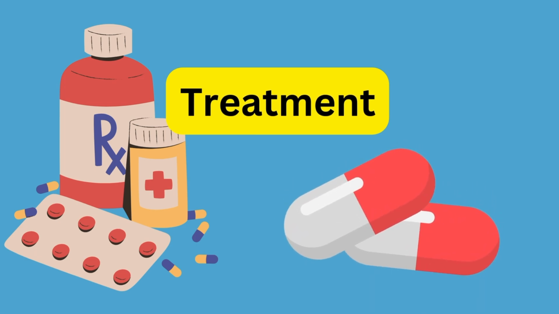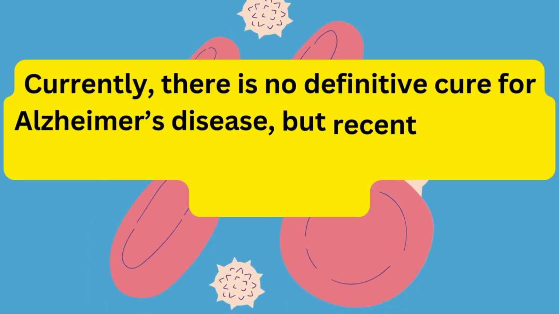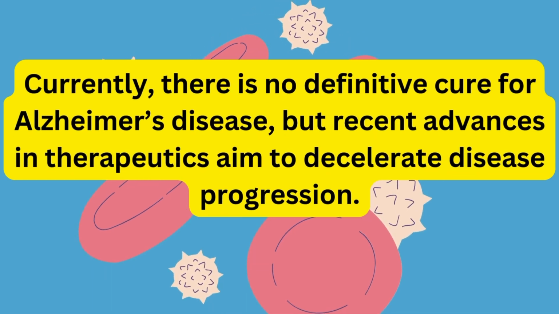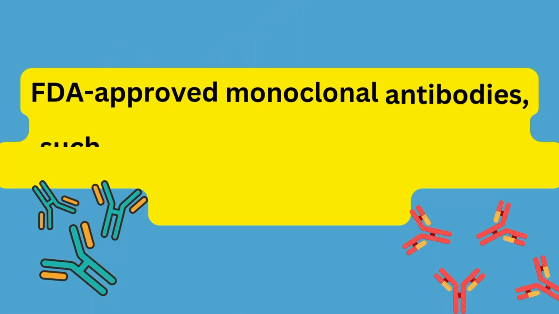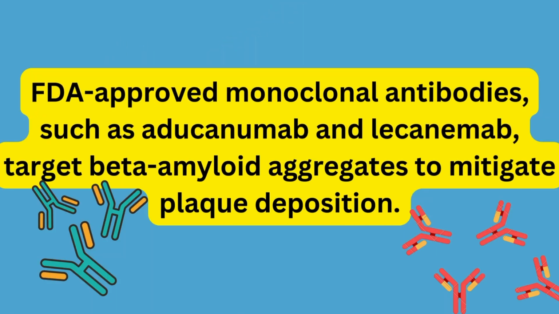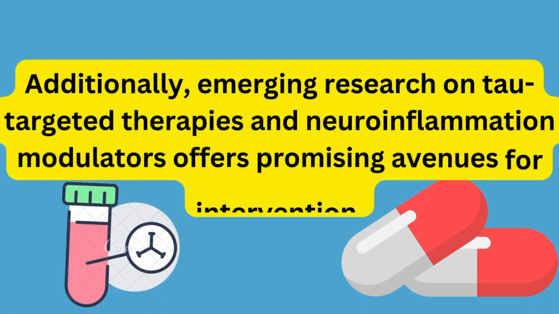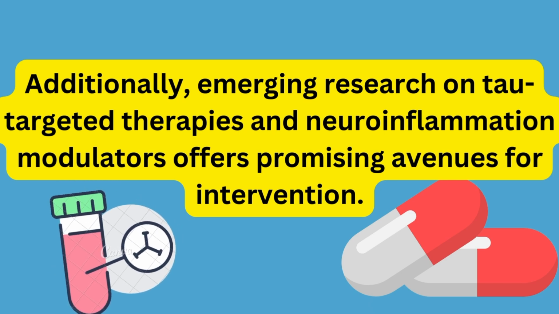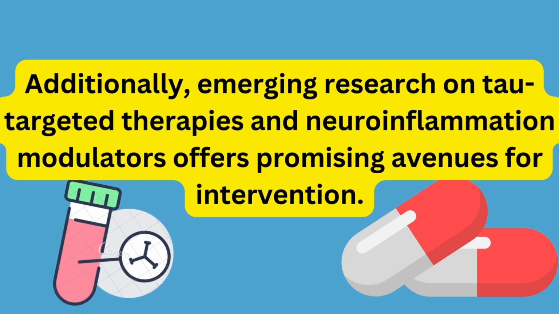Treatment for Alzheimer's. So there's no definitive treatment so far, but recent advances in therapeutics aim to decelerate the disease progression. So there are monoclonal antibodies that can target beta amyloid aggregates to mitigate plaque deposition and help slow down the progression. And then there's also research on tau targeting therapies and neuroinflammation modulators that can be a promising avenue for intervention.